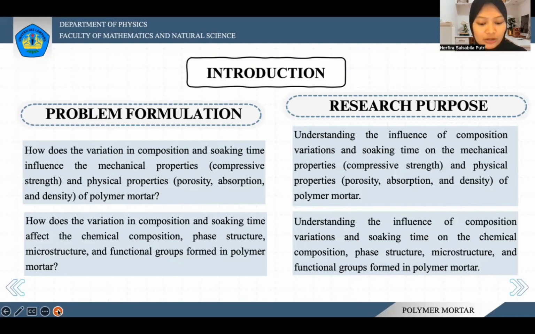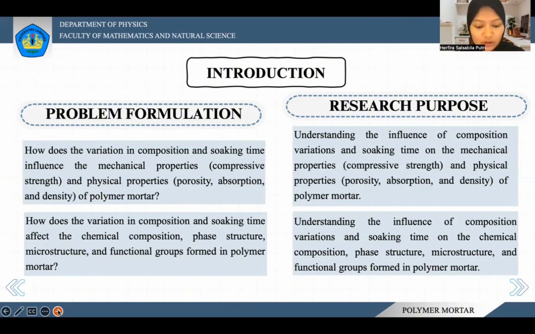This research has two formulations of the problems, namely number one, how does the variation in composition and soaking time influence the mechanical properties and physical properties of polymer mortar? And number two, how does the variation in composition and soaking time affect the chemical composition, phase structure, microstructure, and functional groups formed in polymer mortar?